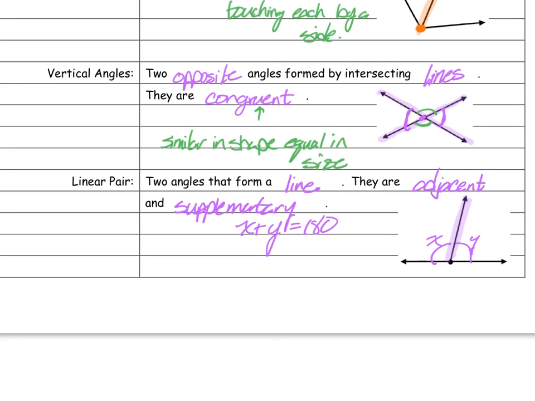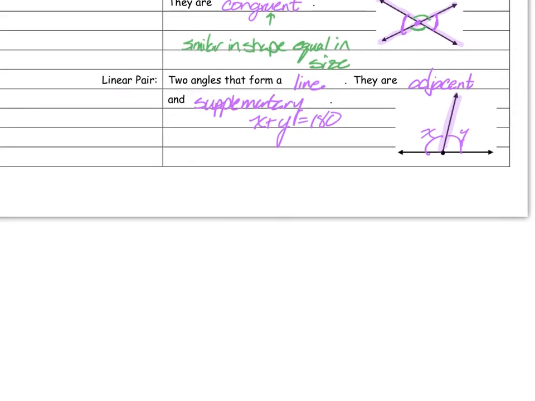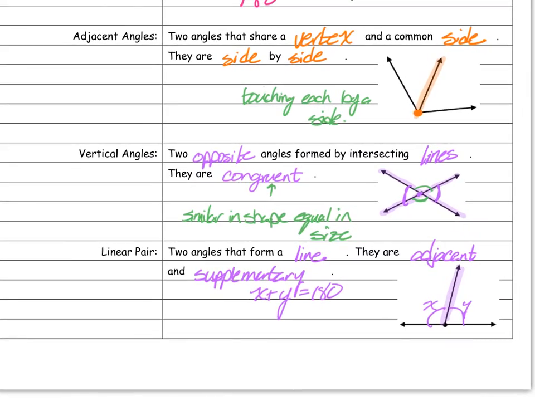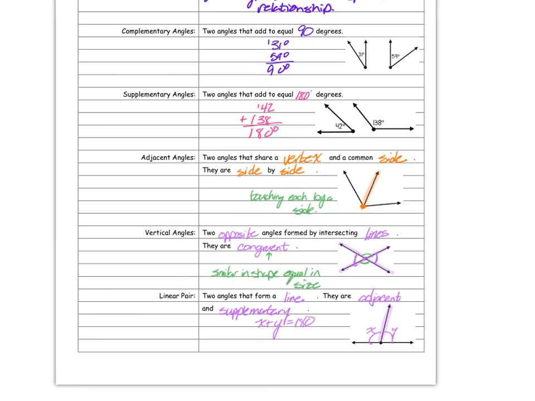Those are our main words that we have to talk about. What you're going to do now is go on the work and match stuff. You're going to get a picture and you're going to say what they are. Are they complementary? Are they supplementary? Are they adjacent? Are they vertical? Are they a linear pair? Or are they a combination? I could have something that's complementary and adjacent. I can have something that's a linear pair, supplementary, and vertical angles in the picture. So you're just going to have to match them up.